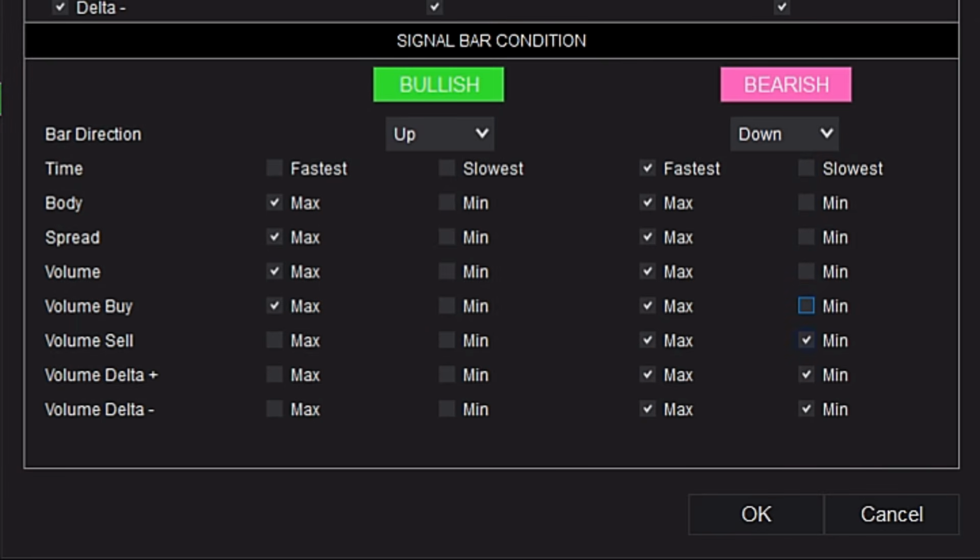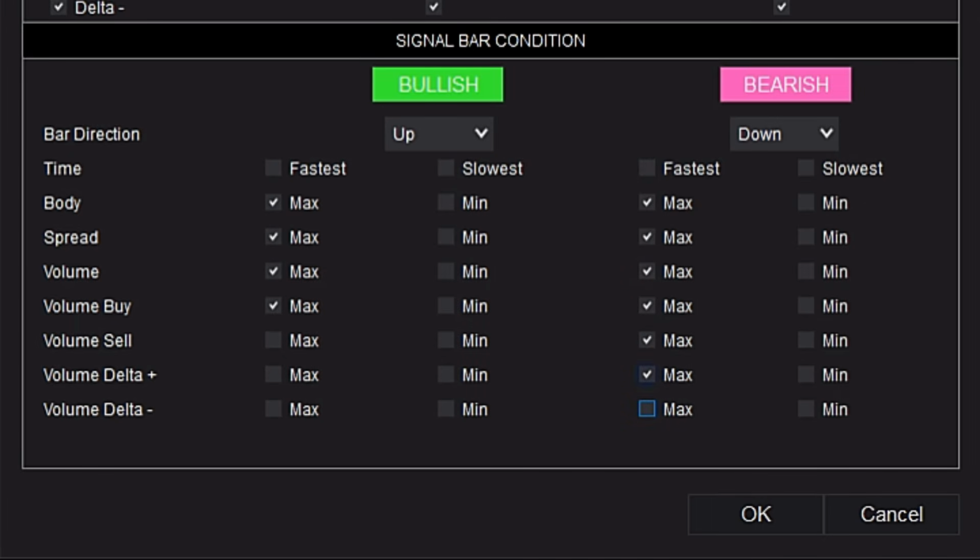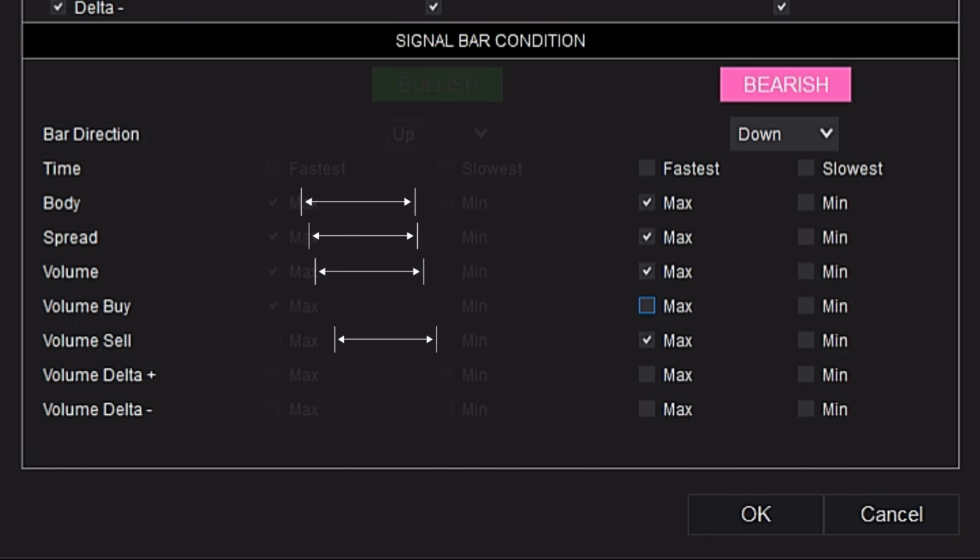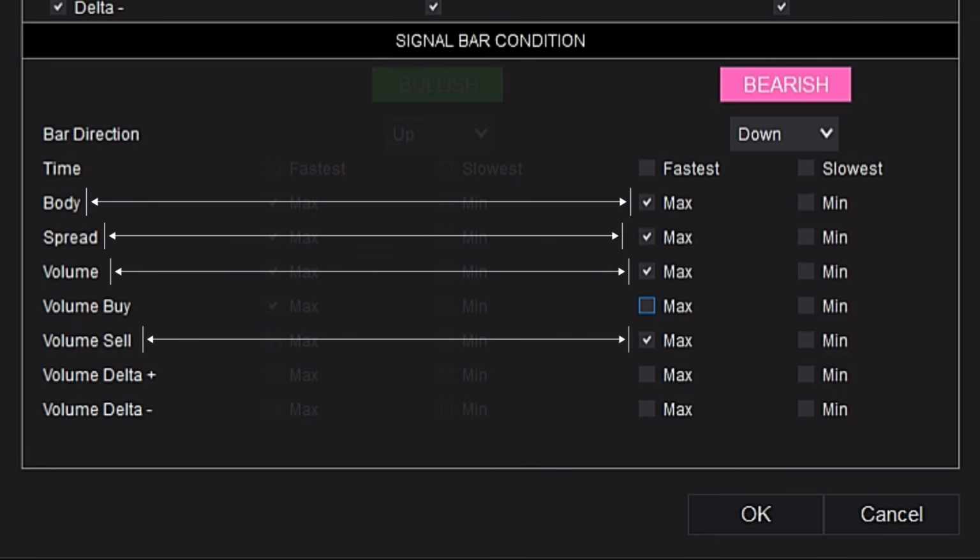Conversely, to detect a sell signal candle, we configure the opposite conditions under the bearish set of the signal bar condition panel. Step 1. Identify a bearish candle. First, we specify that a sell signal can only be triggered on a down candle. This ensures the signal aligns with genuine bearish pressure, meaning sellers are in control and actively pushing the price lower.